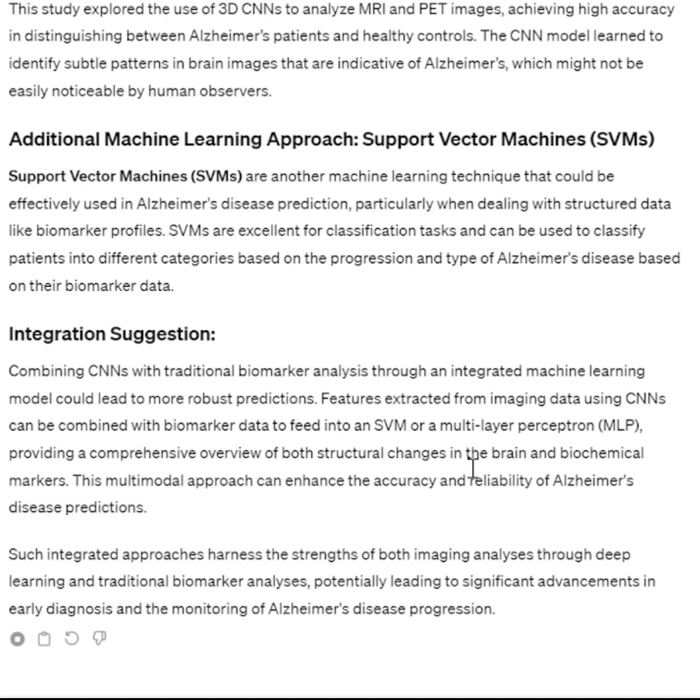Such integrated approaches harness the strengths of both imaging analyses through deep learning and traditional biomarker analyses, potentially leading to significant advancements in early diagnosis and the monitoring of Alzheimer's disease progression.